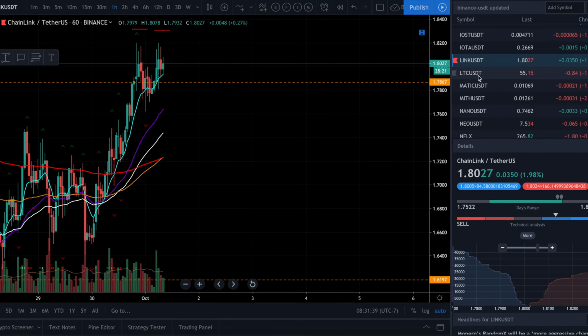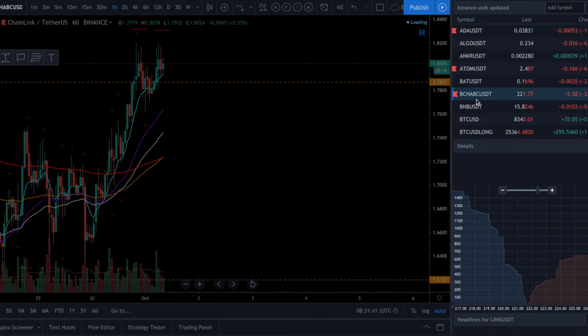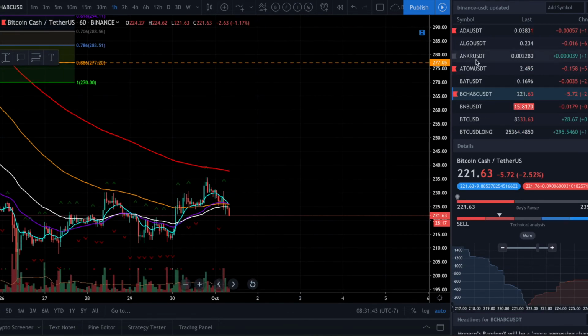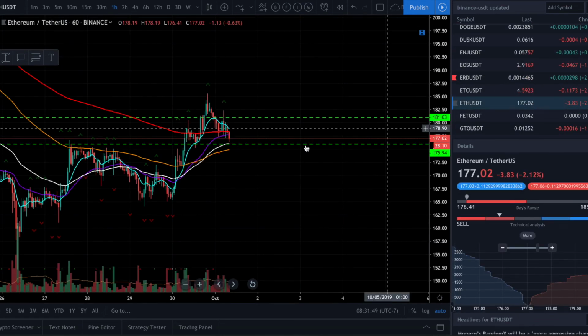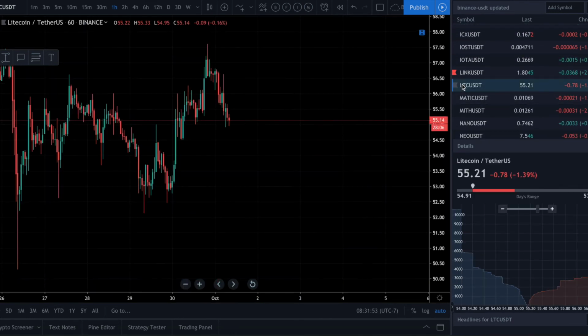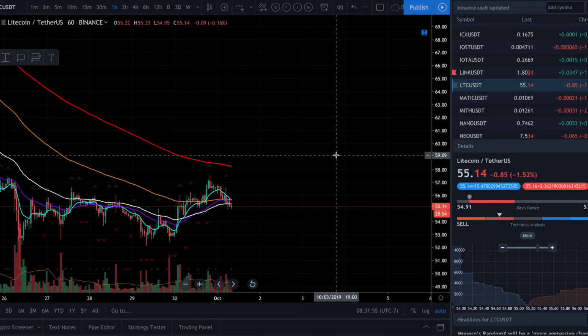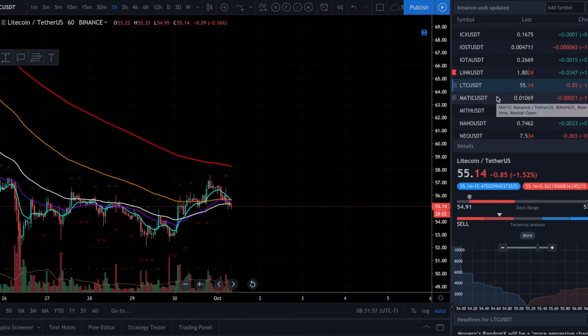Let's look at Bitcoin Cash, breaking down at the moment, not looking good. Let's look at Ethereum, breaking down as well, looking very bearish. And Litecoin not looking too good either. Yesterday, the market wasn't looking too bad. Today's a complete opposite. The market's not looking too good. So just be careful, guys.